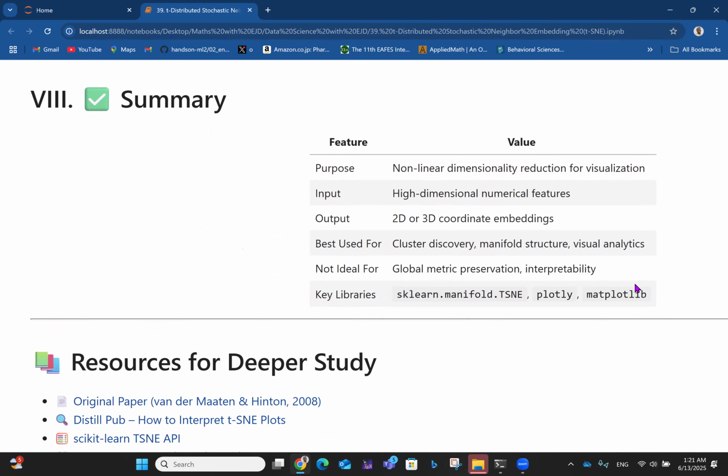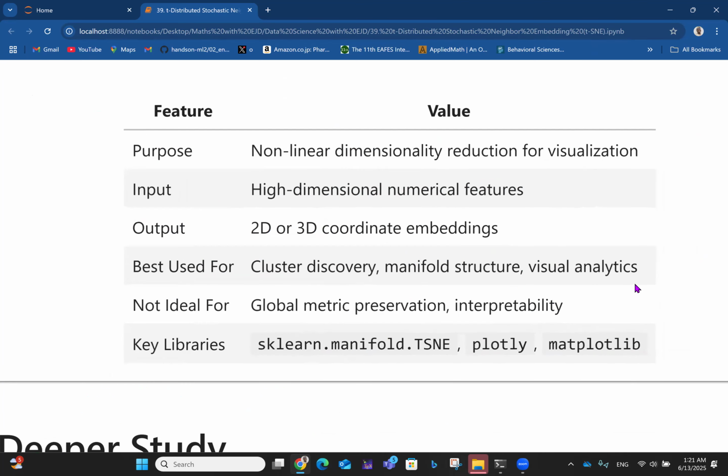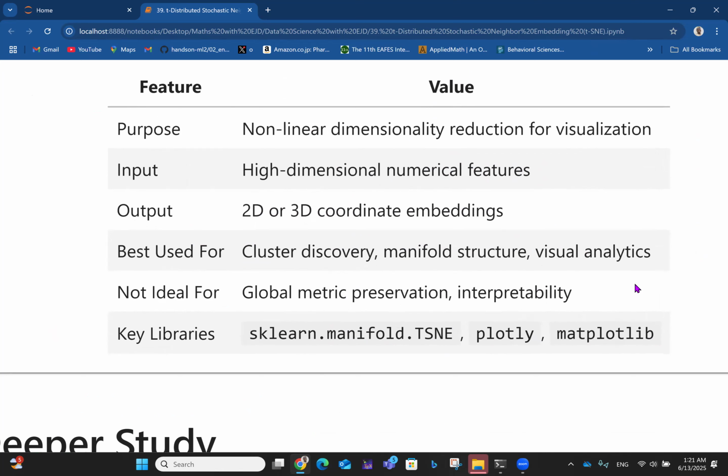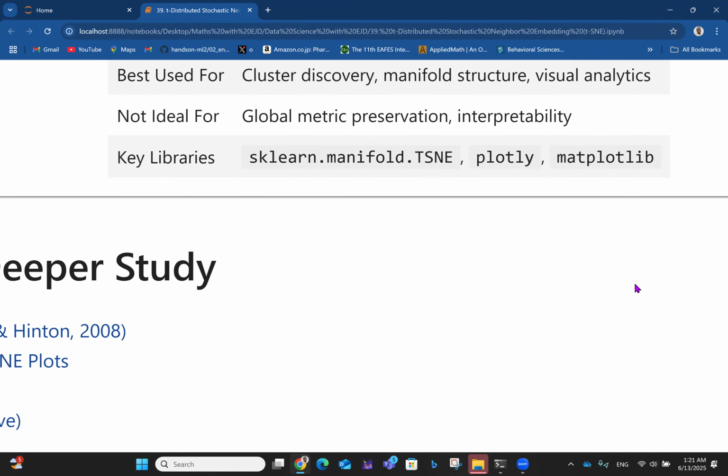Then in summary, we want to look at some features and the value of this for t-SNE, that's t-distributed stochastic neighbor embedding. The purpose: it is nonlinear dimensionality reduction for visualization. The input requires high dimensional numerical features. The output is 2D or 3D coordinate embeddings. It is best used for cluster discovery, manifold structure, or visual analytics. It is not ideal for global metric preservation and interpretability. The key libraries are sklearn.manifold.TSNE, Plotly, and matplotlib from what we've done so far.